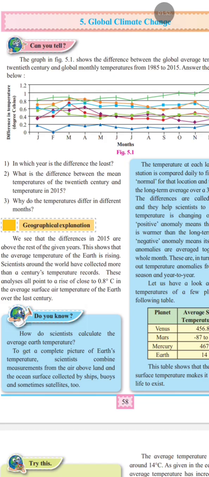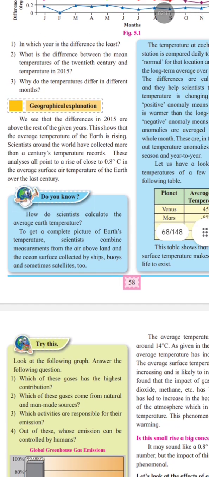Next question is, why do the temperatures differ in different months? Temperature differs in different months because of changes in season. The amount of sunlight received by the Earth changes during seasons, causing changes in temperature. So let's begin with the geographical explanation.